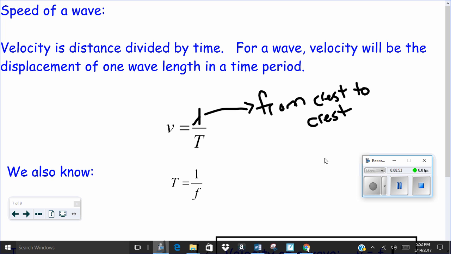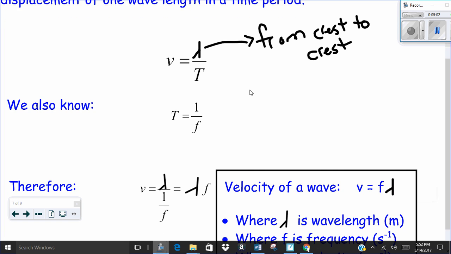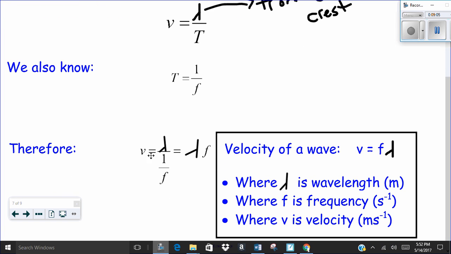We also know from the previous video that time period is 1 over the frequency. Therefore, if I smash these two equations together, I'll have velocity equals lambda divided by 1 divided by frequency, which means that the velocity of a wave can be found by multiplying the wavelength times the frequency. And so I have put this in the little box here. Velocity equals frequency times the wavelength. We measure wavelength in meters, frequency in hertz, 1 over seconds, and velocity in meters per second.